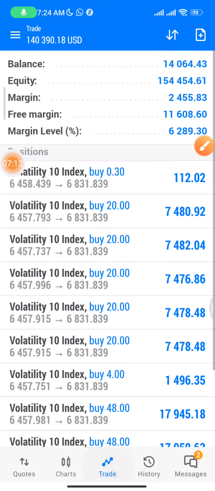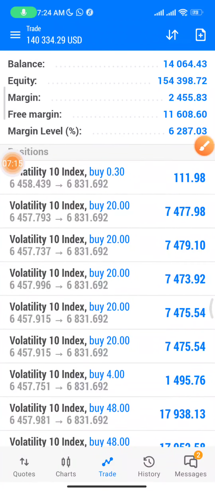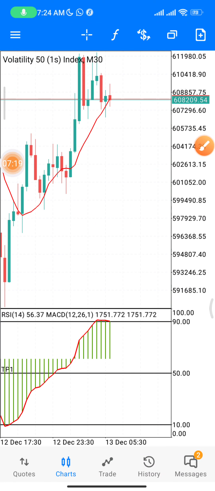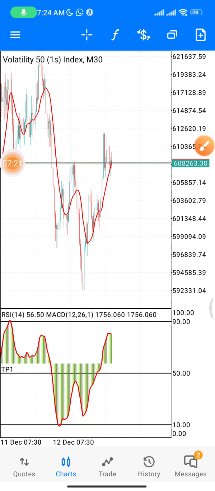Okay, so the trade is still running here. We just left it to be running, as we will close it in a bit. Okay, so on the 30 minutes it is a sell position, but then always check your time. Always check your time before you go into that trade.